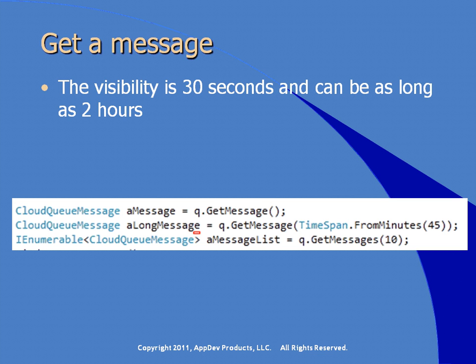The third line actually gets more than one message. It actually gets 10 messages. So you don't have to pull a single message. You can get multiple messages at a single time and process multiple messages. So the third line actually illustrates how to pull multiple messages off the queue. And in this example, it's pulling 10 messages off the queue.